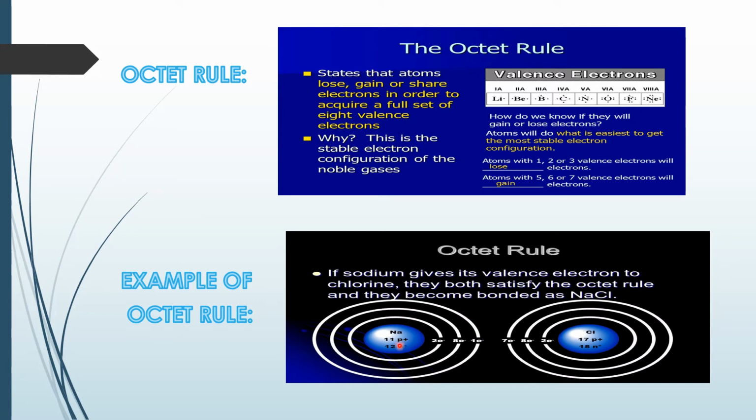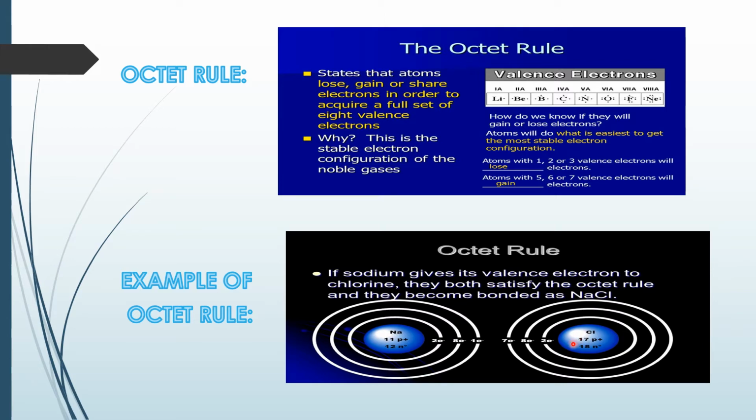This is the example, NaCl. In Na, that is sodium, there are 11 protons and 12 neutrons. The 11 electrons are distributed as 2, 8, 1. In sodium, the valence electron is 1. It readily loses 1 electron to become an octet.